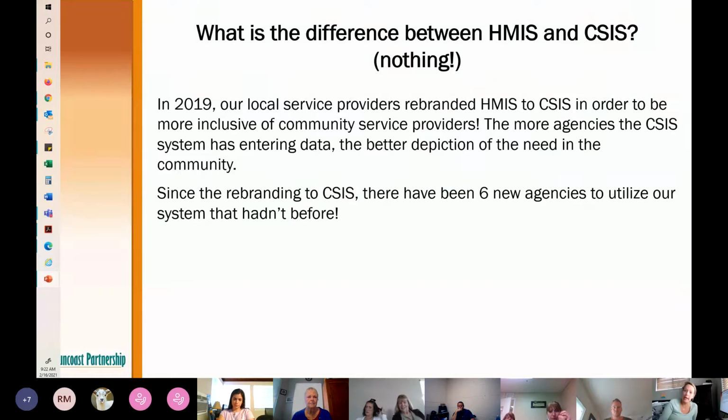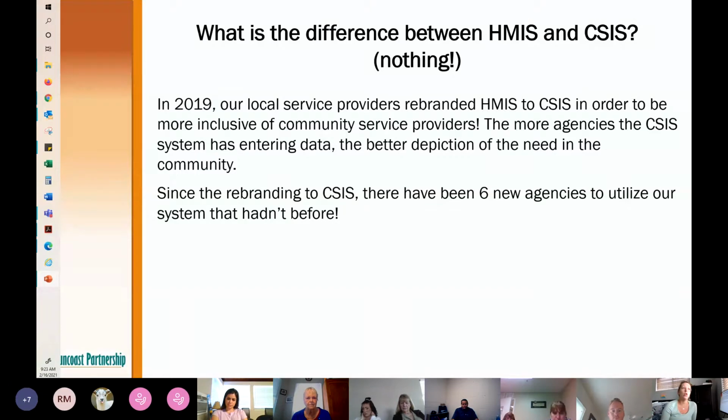So as I keep trolling on, HMIS and CSIS, what is the difference? Nothing. In our continuum of care in FL 500, it was decided back in 2019 that the language of HMIS, the Homeless Management Information System, seemed to create a bit of a barrier when we were trying to get new agencies to come on board and utilize the system. When agencies were introduced to what HMIS is, some of them may think, well, I don't provide homeless services. We just provide diapers, or I just provide rental assistance, or I'm only paying somebody's utility bill. I don't provide homeless services.